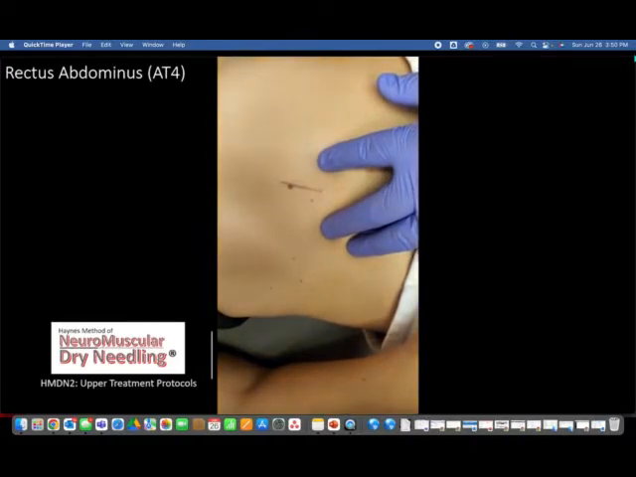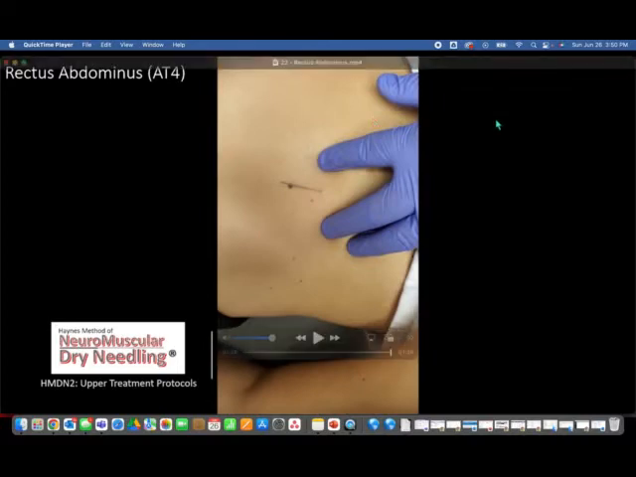And the rectus abdominis can be, as you develop your skill set with what dry needling can have an impact on, you will find from time to time that rectus abdominis is actually an issue with some people, and needle it fairly frequently.